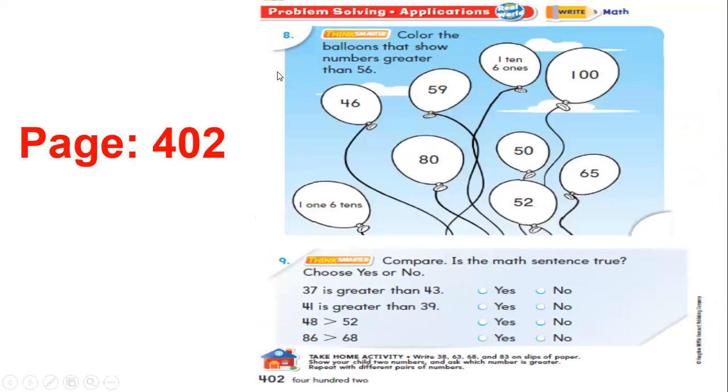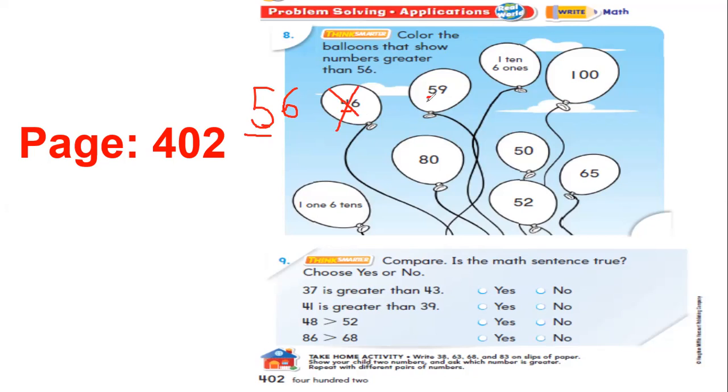On page 402, we have question number 8. Color the balloons that show numbers greater than 56. So we are going to take the number here 56. As you can see, 5 and 6. And we are going to compare the number 56 with the other balloons, and check whether it is greater than 56 or not. So the first one we have is 46. So let's take the number 5 and the number 4. Which is greater between 5 and 4? Of course, you know the 5 is greater and 4 is not greater. So this is not the one. So let's cross it out.